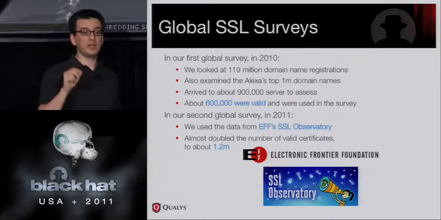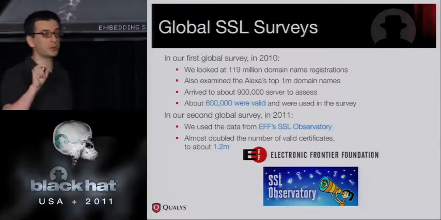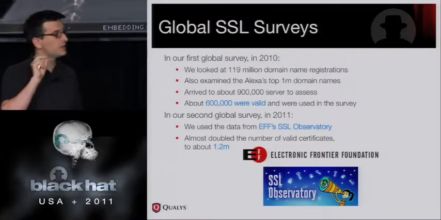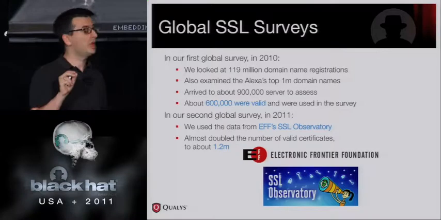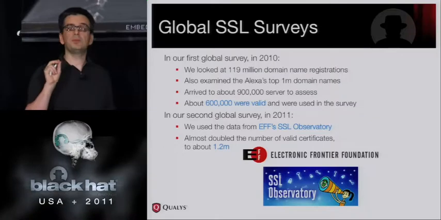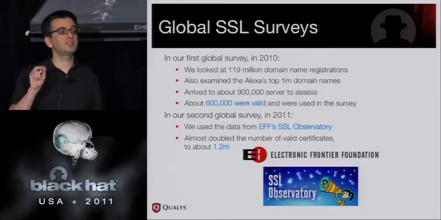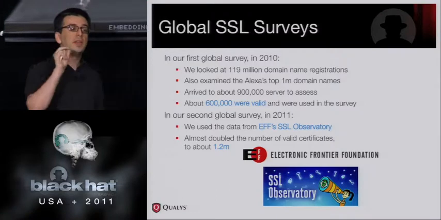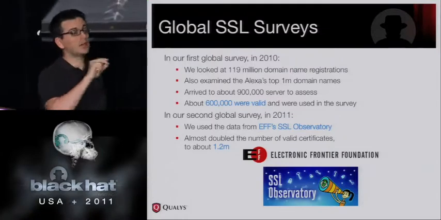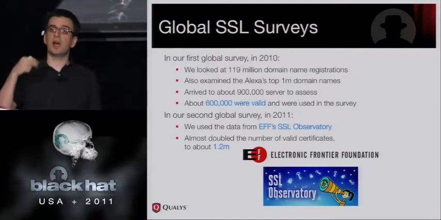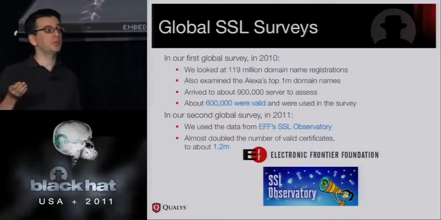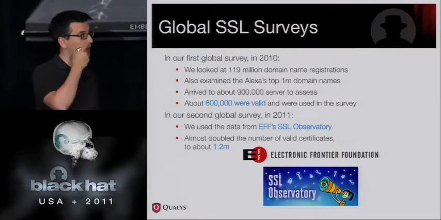Now, next year, we repeated the same assessment survey, but we were able to use more data. What happened in the meantime, between the 2 surveys, is that the SSL Observatory project was announced, and the EFF did something remarkable. They scanned the entire IPv4 space and discovered every single public SSL server that there is. They made all this data available to everyone, and then we used it to get all the SSL servers, and we used our assessment technology on them. By using their data, we were able to double the number of servers to about 1.2 million.